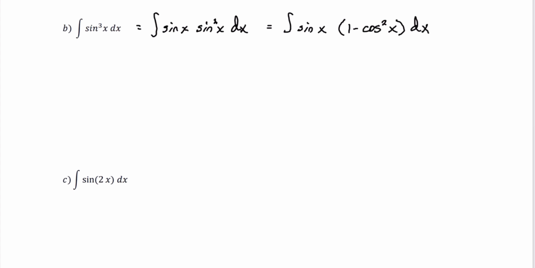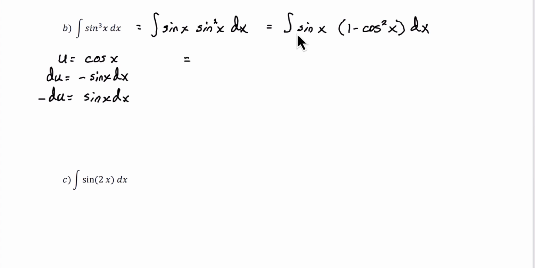Now that we have this, we can make the substitution. We'll let u be cosine x, then du is negative sine x dx. Notice negative doesn't occur in the original. We have a positive sign but not a negative sign. So we'll just divide both sides by -1. Negative du is equal to sine x dx.